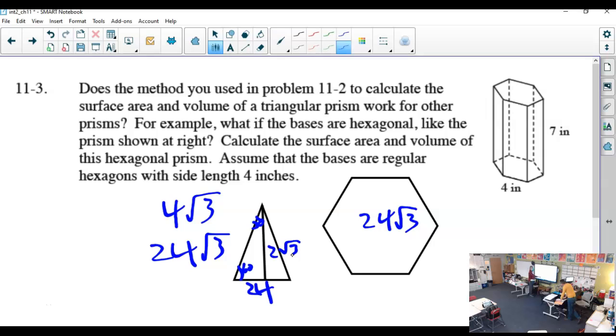So what is the 24 radical 3? It's the area of the big B. So label that your big B. Throw a big B equals in front of it. Sweet. Now continue. And then we can multiply that by 7 to get the volume. What's that times 7, Jake? 168 radical 3. Thank you.